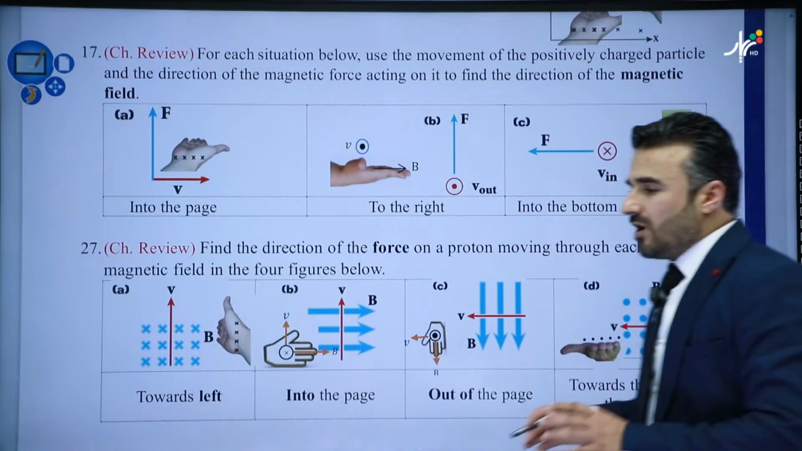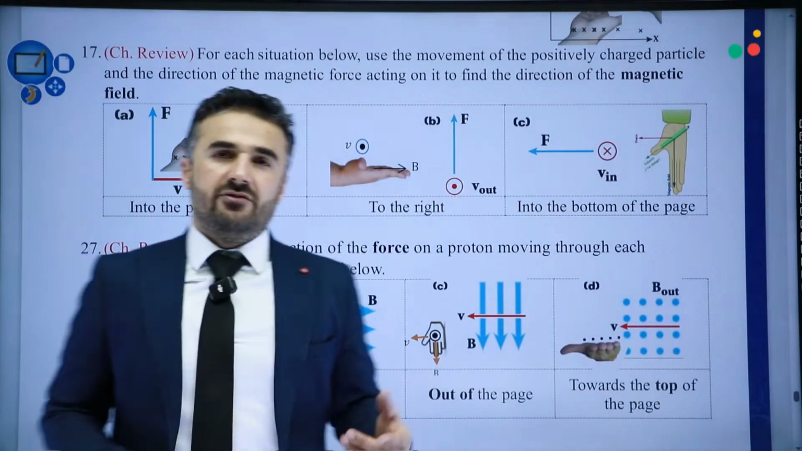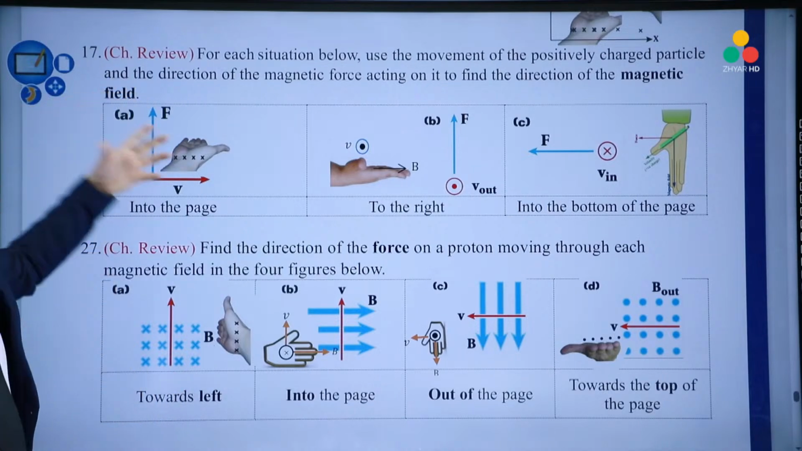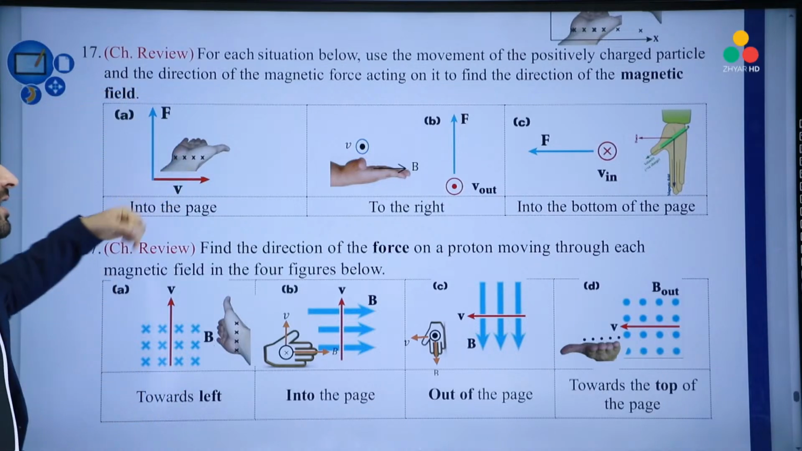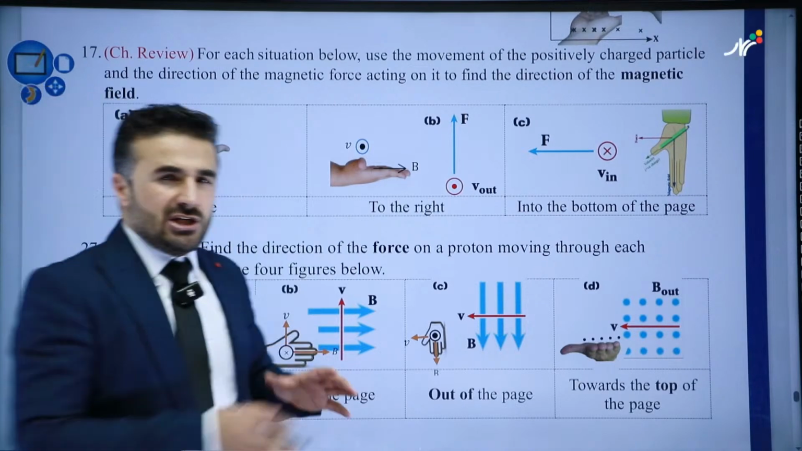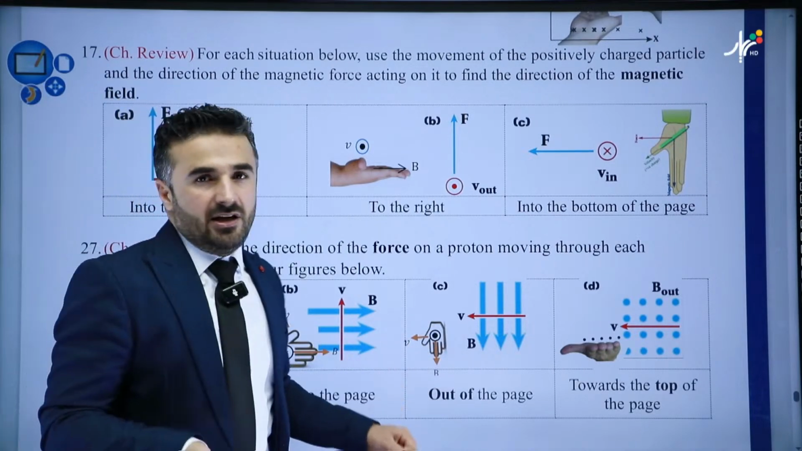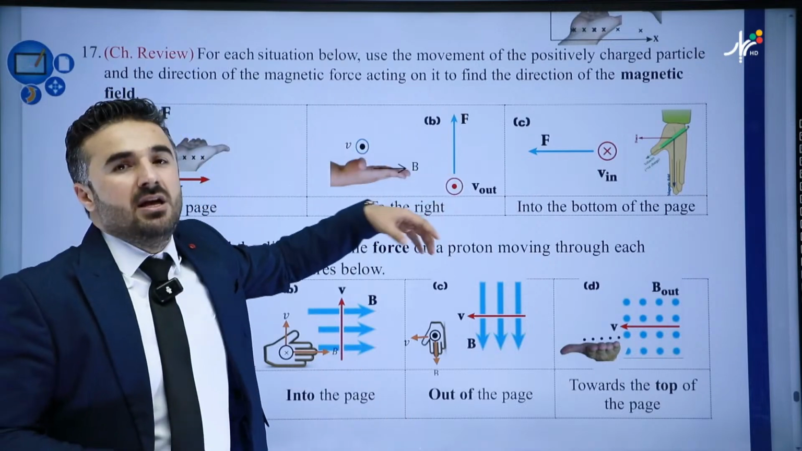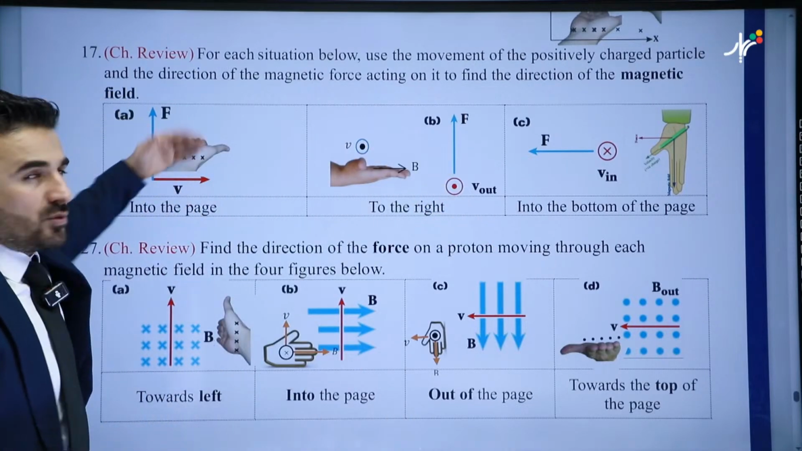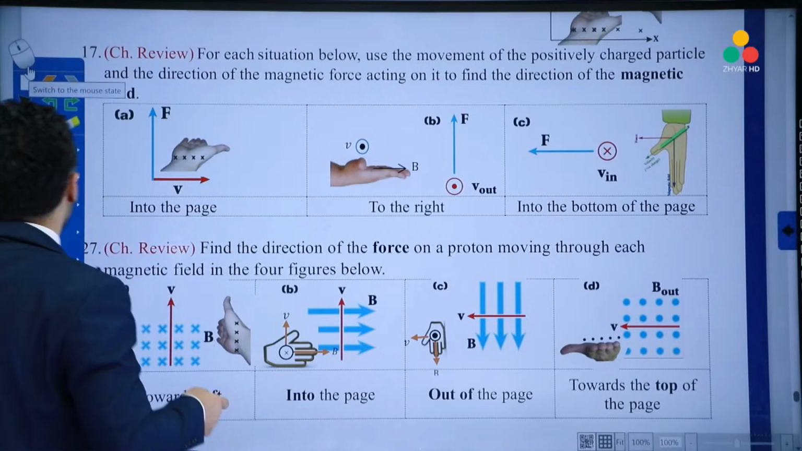field. So basically what we have here are two directions, and you need to find the third one. We have the magnetic force, we have the direction of the motion, and you're required to find the direction of the magnetic field. You can just use your right hand rule, or you can use the table that I've taught you. That will also help you to determine the direction. But remember, these three must be perpendicular to one another.